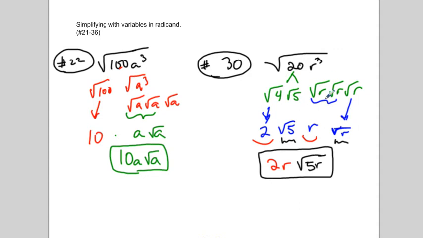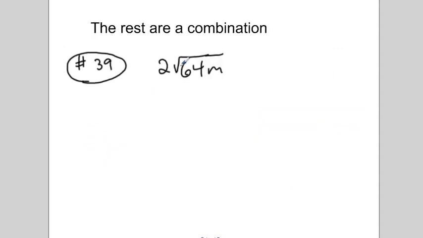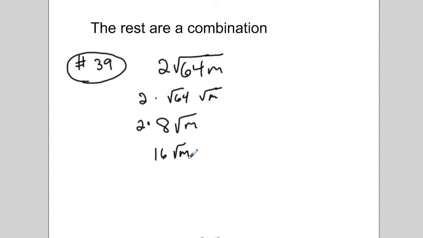For every 2 of the same thing under a square root, it creates one without a square root. The rest are all just a combination of what we've just been talking about. So you got a variable underneath, you're breaking down the number, you're multiplying by the stuff in front. So this is 2 times the square root of 64 times the square root of m, if I broke that up. Maybe you happen to recognize right off the bat that the square root of 64 is just 8. Square root of m doesn't break down anymore, so you're going to leave it square root of m. 2 times 8 is 16. So this is 16 square root of m.